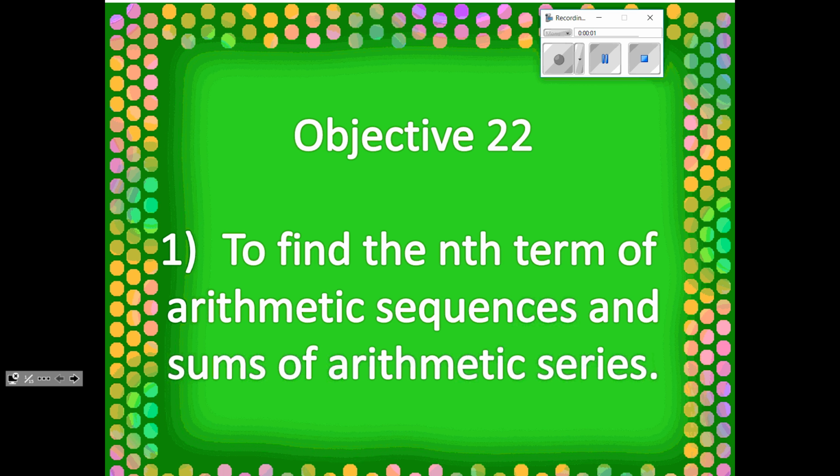All right, good morning. We are going to do objective 22 today. We are going to find the nth term of arithmetic sequences and sums of arithmetic series. Okay, so we're going to do two different things.